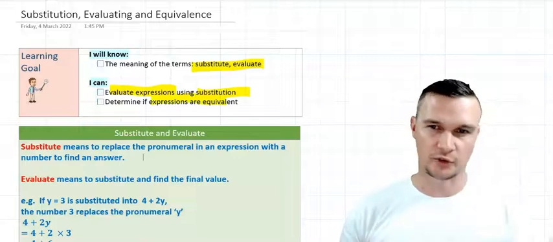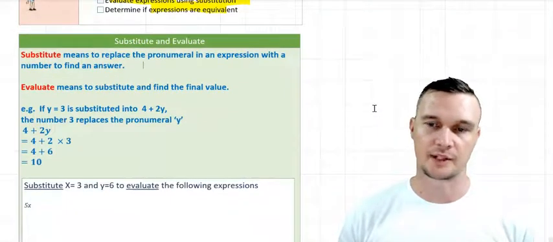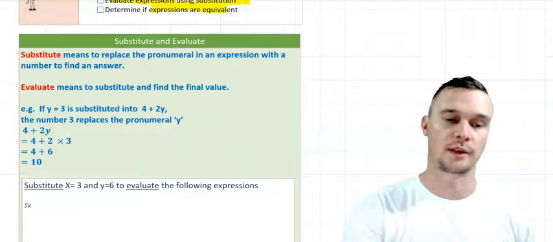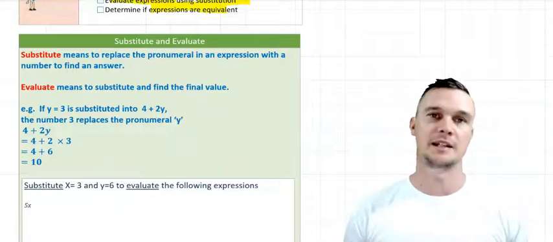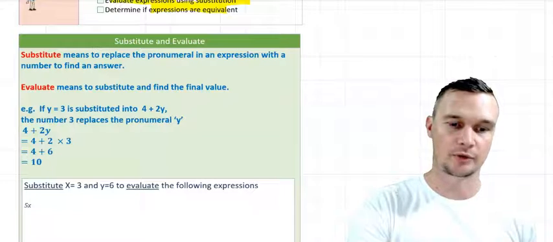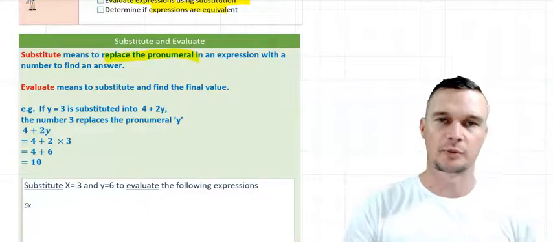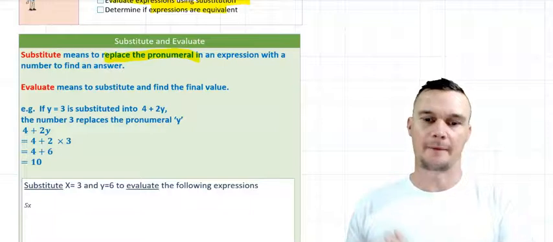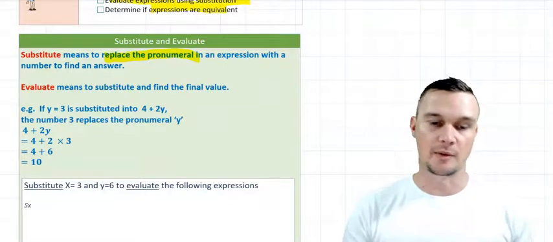So we'll focus on the first two here, and we'll get you to write down a couple of definitions. The first one is substitution. We use this all the time with algebra, and substitute basically means that as we have pronumerals, you're just replacing the pronumeral, and I'll highlight that. You're just replacing the pronumeral with an actual value or a number, and you do that to help you determine the answer.